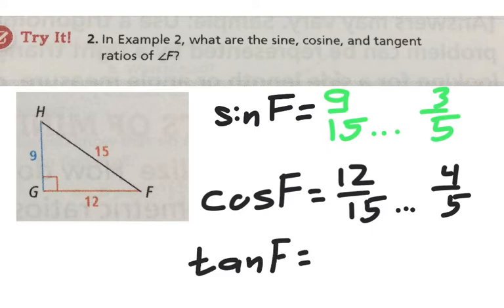And lastly, tangent from angle F. Tangent is the opposite over the adjacent. So my opposite side is 9. My adjacent is 12. So tangent would be 9 over 12, which reduces to 3 over 4.